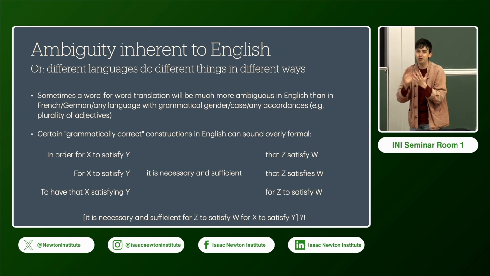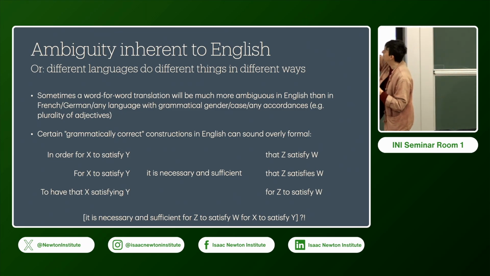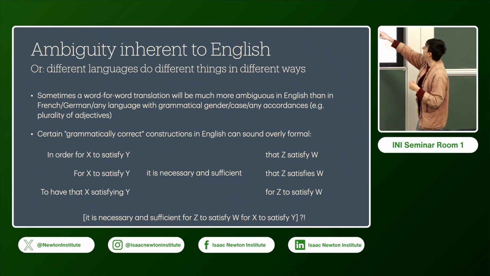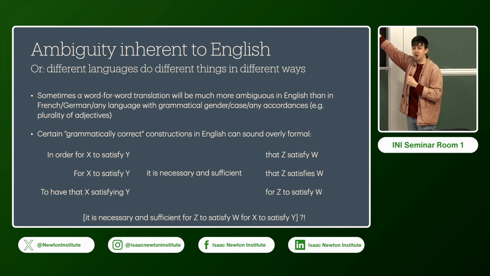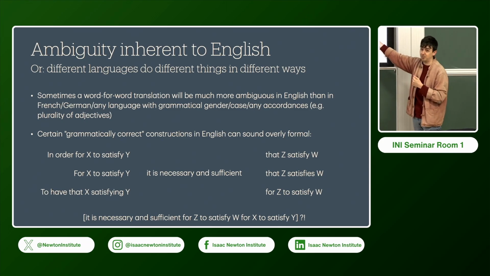There's confusion here. The good one, which I tend to use, is "in order for X to satisfy Y, it's necessarily sufficient that Z satisfy W." This is the subjunctive in English. Not "that Z satisfies W," but "that Z satisfy W." But the problem is it sounds kind of pompous.